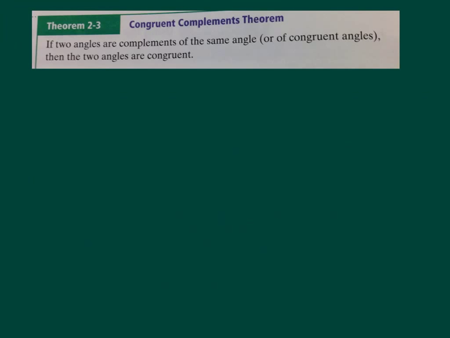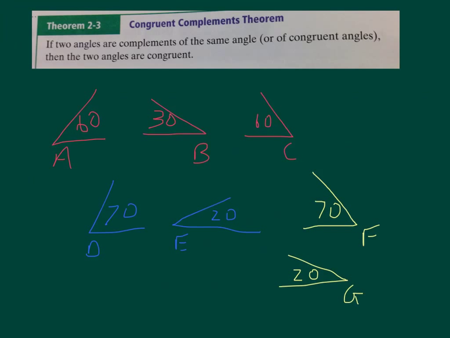The exact same thing can be said about complementary angles also. The congruent complements theorem states that if two angles are complements of the same angle, or of congruent angles, then the two angles are congruent. Here we have A and C are both complements of B. Complementary angles are two angles that add up to 90 degrees. So A and C are both complements of B, therefore they are congruent to each other.